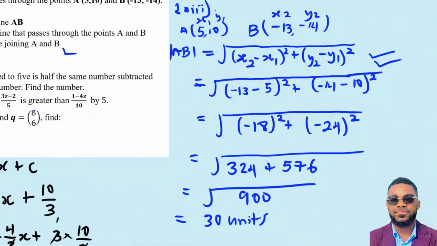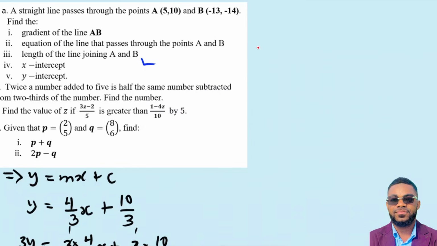Now let's come to the last two for question 1A. So let's get our last but one, 1A(iv). So we have to find the x-intercept. Oh, that's very, very interesting.